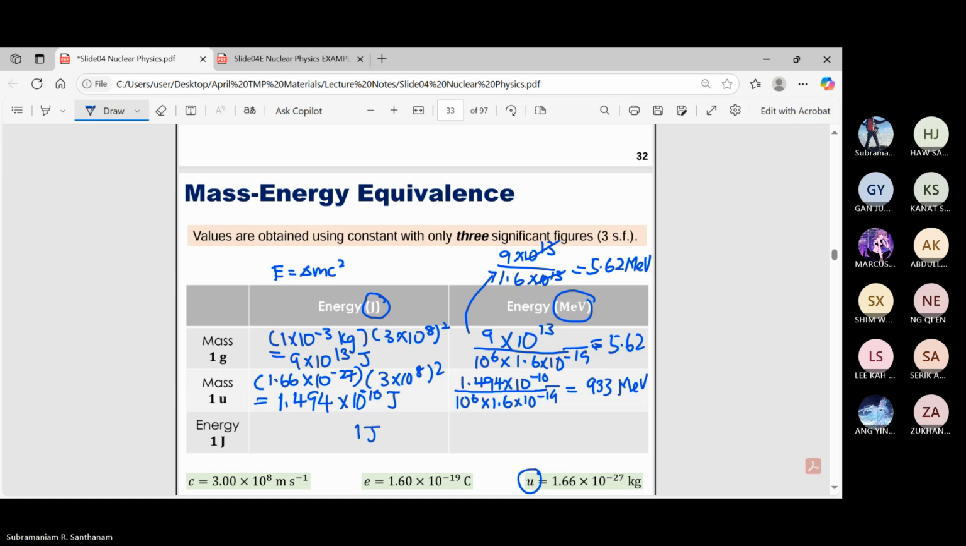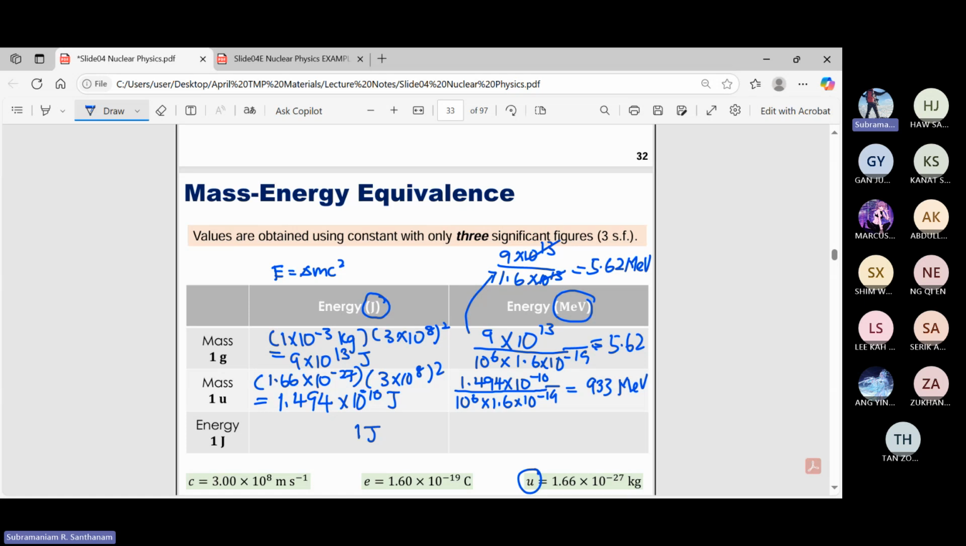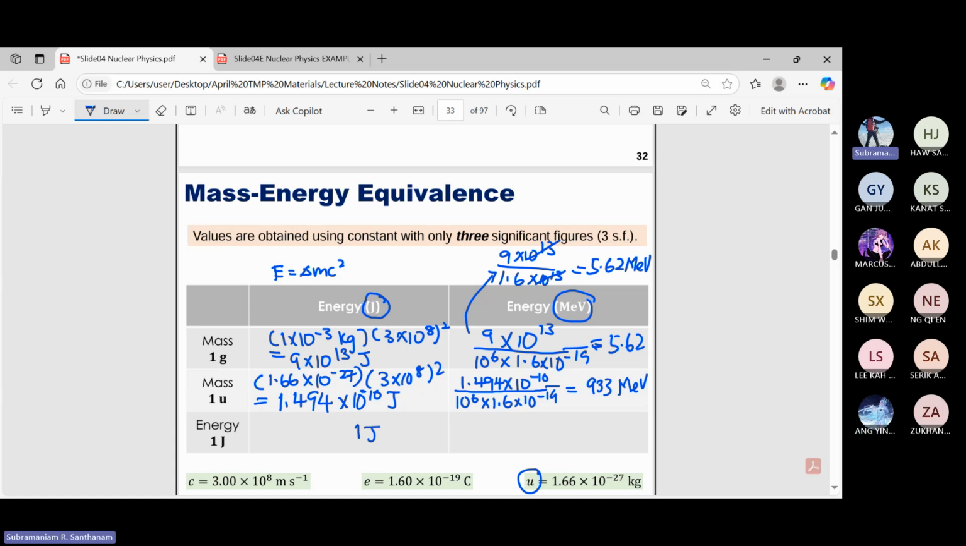Whenever there is a mass defect of 1U, it is equivalent to 933 or 934, depending on when you round up. The exact value is 933.75, so that's why it will come to 934. So it is a standard equivalent. Always you will say any mass defect equivalent to 1U will give you an energy of 934 MeV.